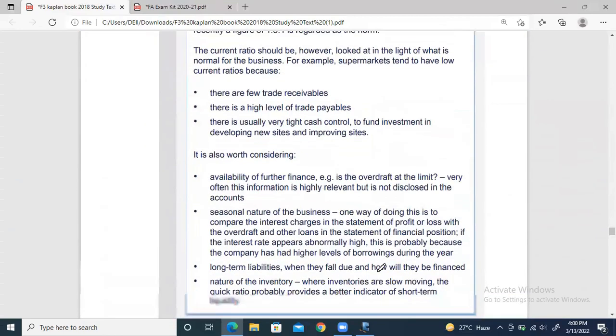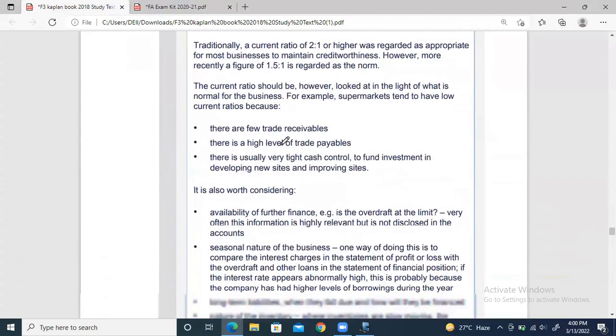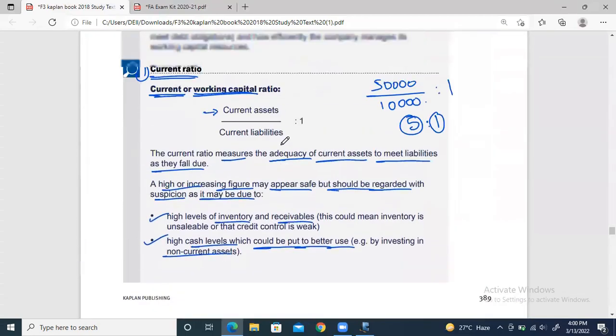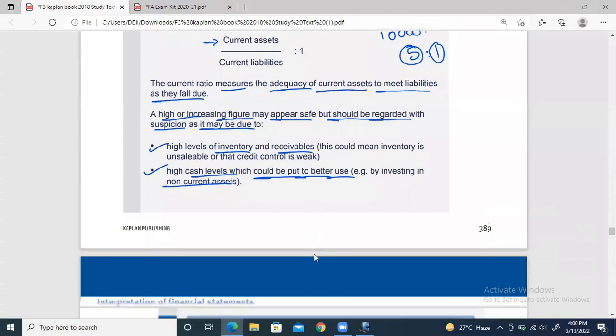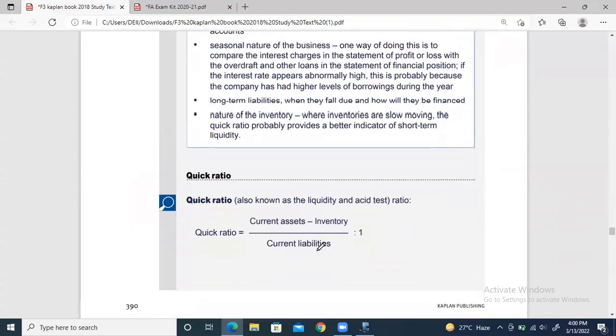Okay. Now, same things are explained over here as well, the current ratio. We just have to remember that this is the formula of it: current assets divided by current liabilities. Okay, right. Now, let's move on to the next one.